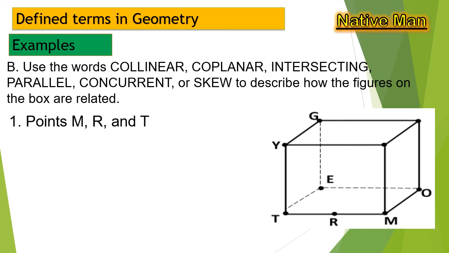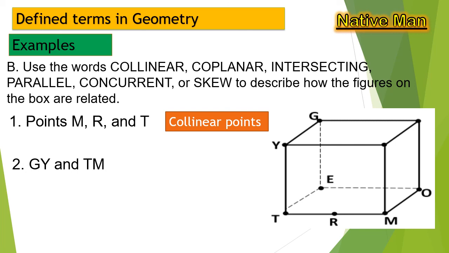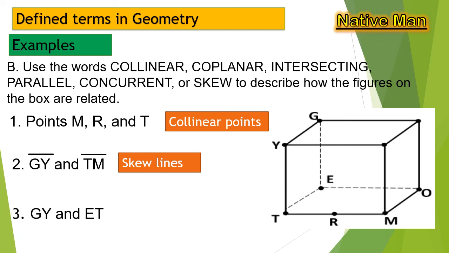For number 1, points M, R, T. Where are points M, R, T? They are at the bottom. If you notice, they are on one line, so they are called collinear points. Number 2, GY and TM. These are line segments. GY is at the top, TM is at the bottom. They are on different planes, so they are called skew lines. Number 3, GY and ET. GY is at the top, ET is at the bottom, but they are directly opposite each other. Since that is a box, they can be called parallel lines.